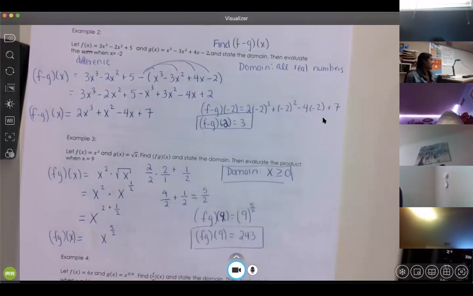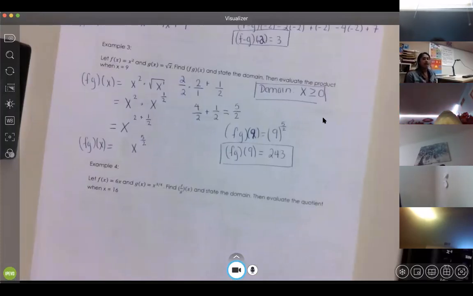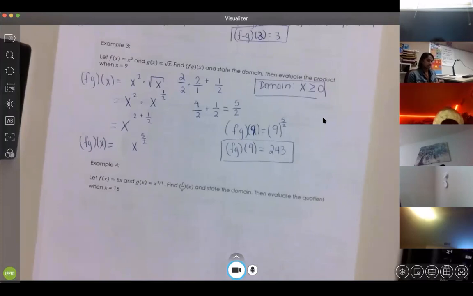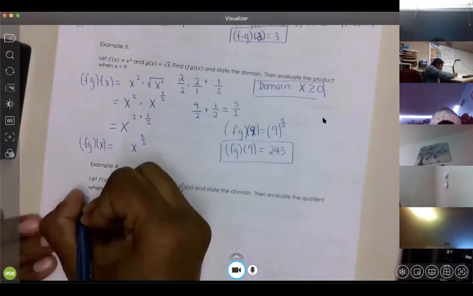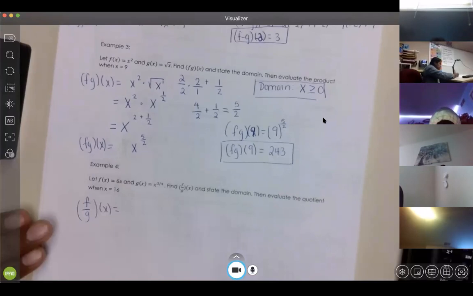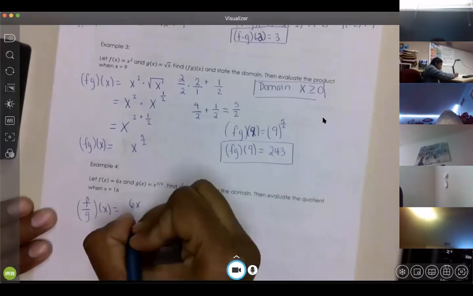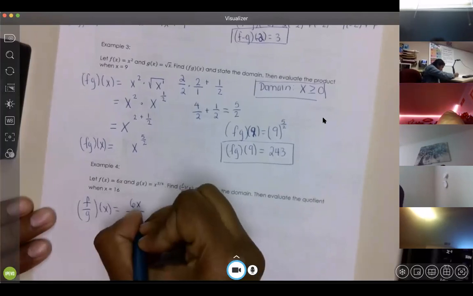All right, the last example: let f of x equal 6x and g of x equal x to the 3/4. Find f over g of x and state the domain. Then evaluate the quotient when x equals 16. So f over g of x means we have to divide the two functions. So f of x, 6x, goes at the top, and x to the 3/4 goes at the bottom.